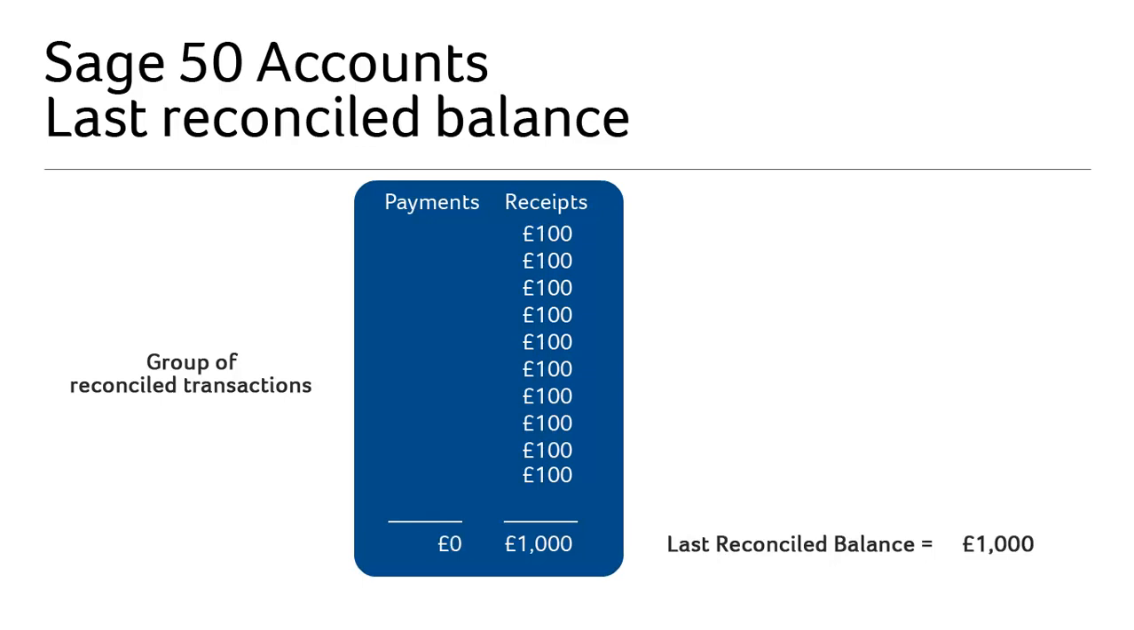It could also be that the transaction value has been amended. For example, one of the 10 receipts in the group has been amended from £100 to £60. The 10 receipts are still flagged as being reconciled, but the sum of the transactions is now £960. The other possibility is that you've posted an opening balance against the bank account since your last reconciliation. Opening balances don't need to be reconciled against the bank account and are included in the last reconciled balance.